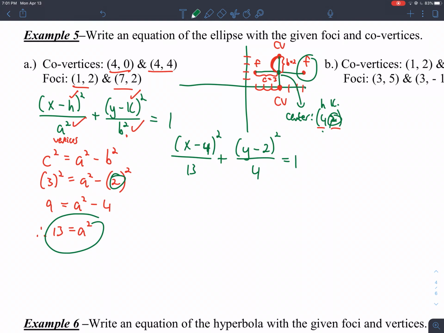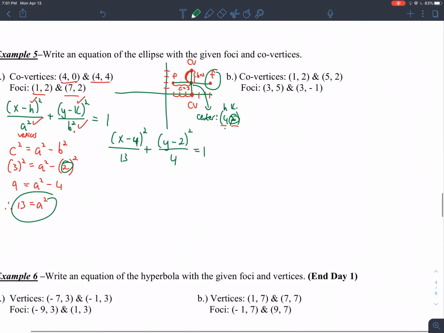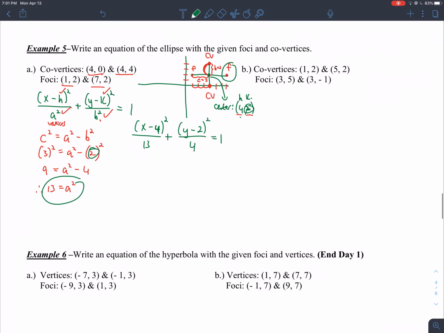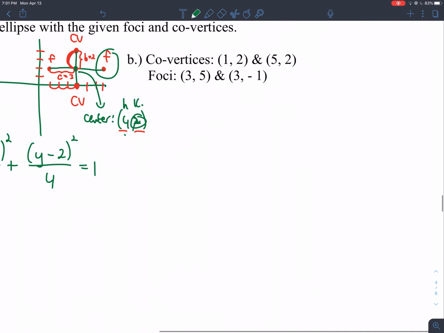All right. So I think what I want to do is do another one actually. Example 5. Okay? Example 5, let me do another one. So again, draw a picture, have that in mind, do what they say and see what happens, okay? So covertices, remember covertices would be associated with B, and foci would be associated with C. So they're not giving me the vertices, okay? And just draw the picture. So 1, 2 would be here, okay? So that's a covertex. And then 5, 2 would be here. So covertex here and covertex here.